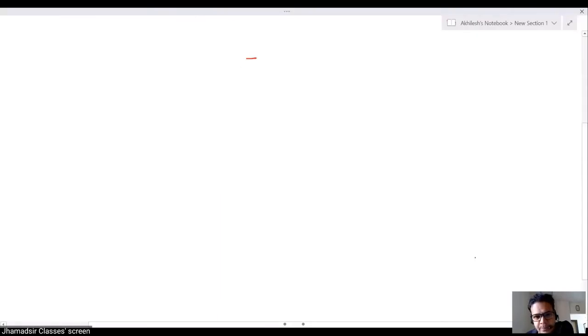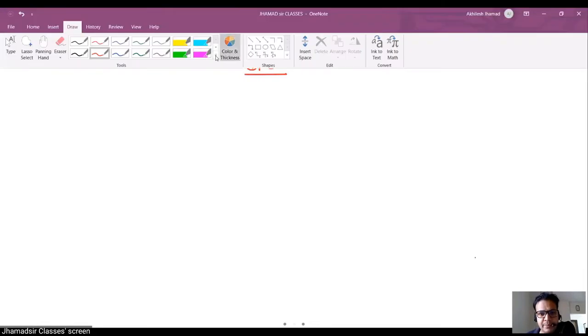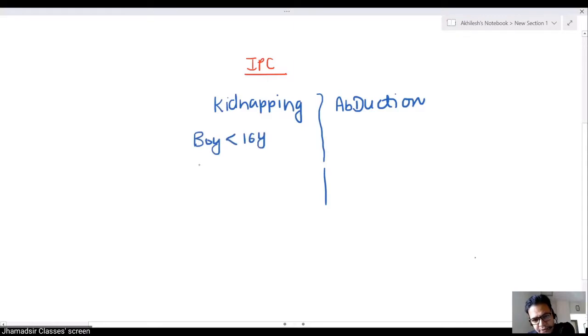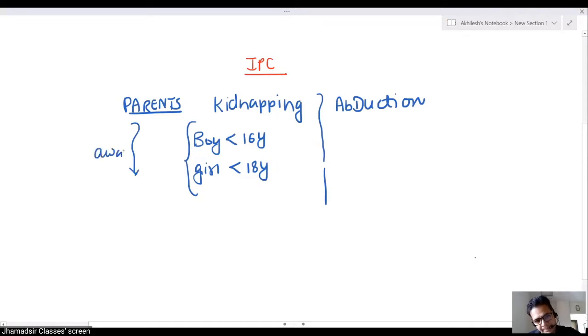Now we'll discuss a few very, very important IPC sections. First, what is the difference between kidnapping and abduction? What is kidnapping? A boy below 16 years of age and a girl below 18 years of age is taken away from parents. This is kidnapping. Kidnapping is defined under IPC 360 and 361 and punishable under 363.